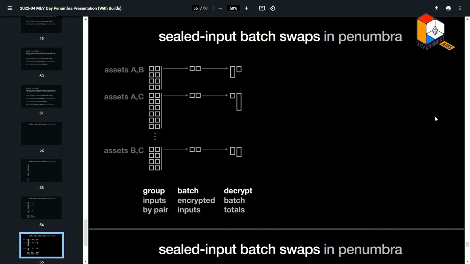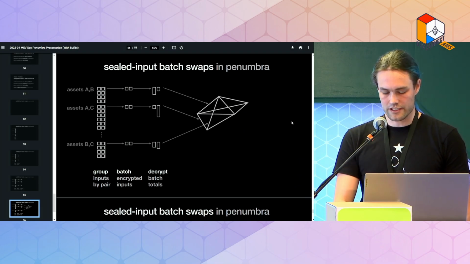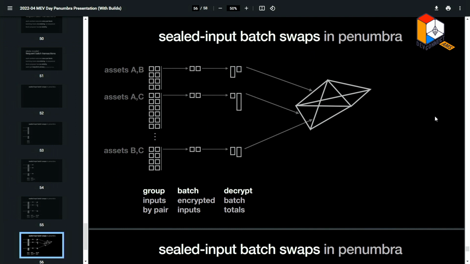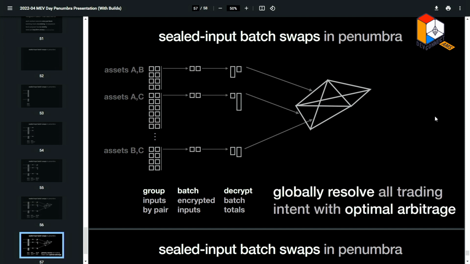So you could take those individual trades and just say, oh, well, we'll execute each one in sequence as a different trade, but then how would you pick what order to do them in? How do you net out flows that are in opposite directions? And it's much cooler to just say, well, why don't we take all of these batch input totals that are representing the aggregate trade intent, put them into this graph of all of the possible asset pairs, and then globally resolve all of the trading intent simultaneously using optimal arbitrage. And we can do that because we're only doing this once per block, so we don't have to pay that cost for every single transaction.